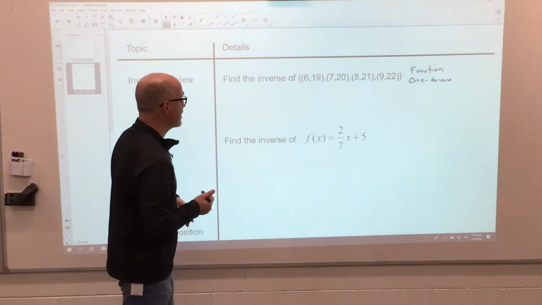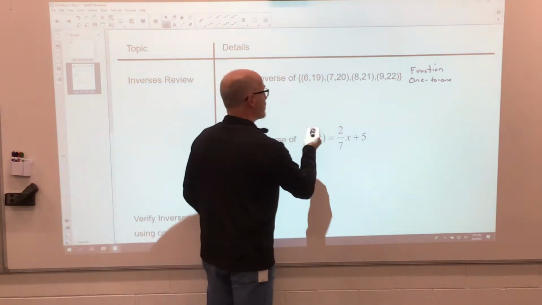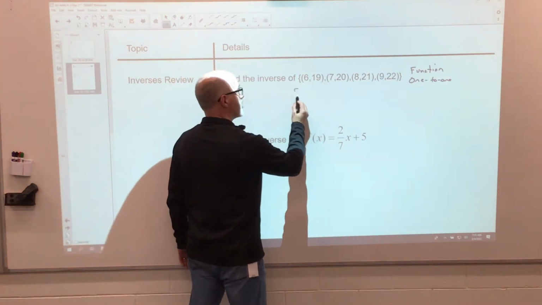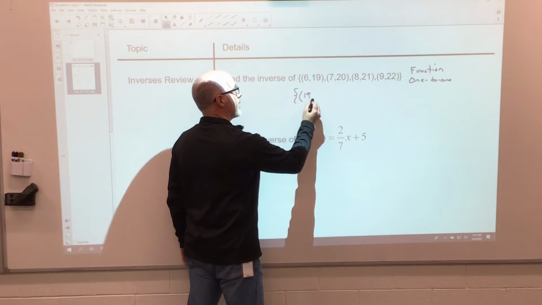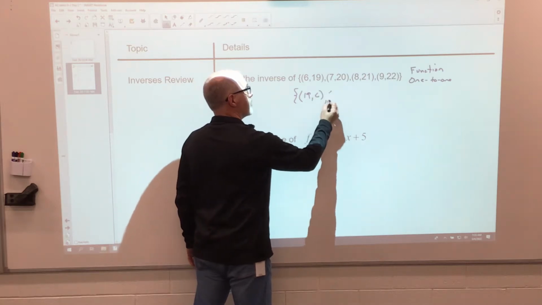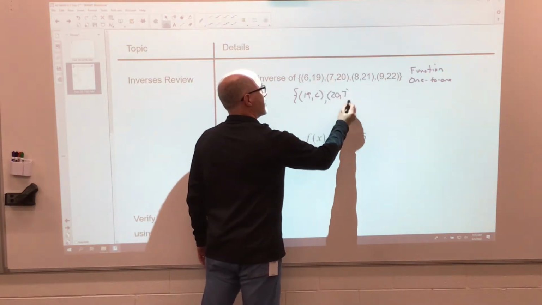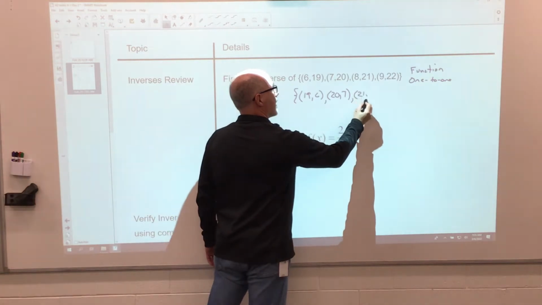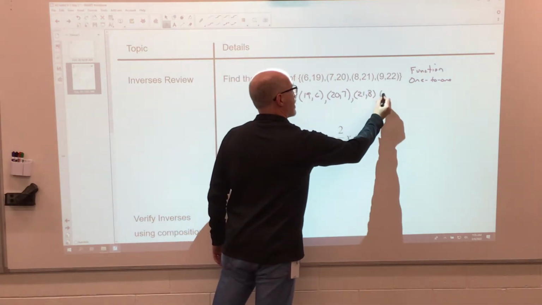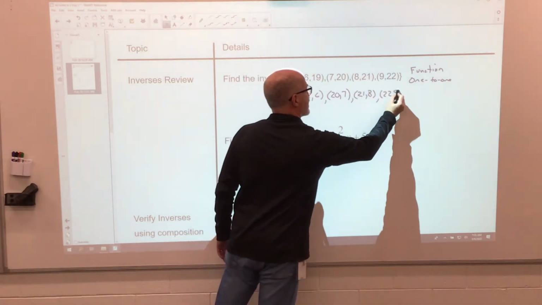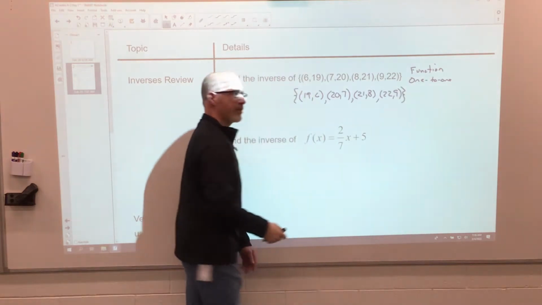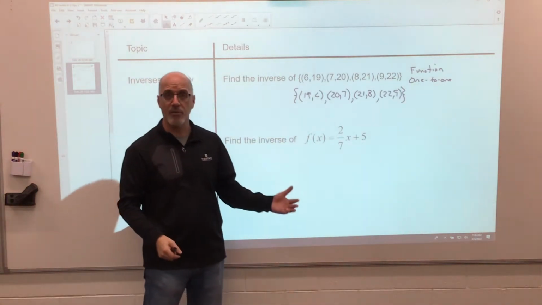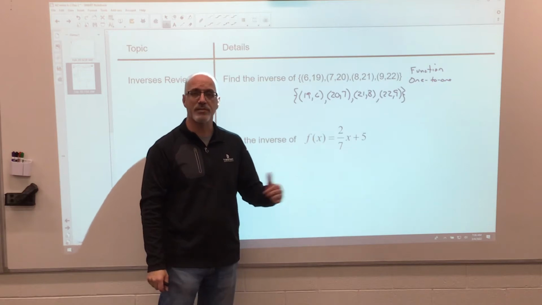Let's take a look at this set of ordered pairs. To find the inverse, it's just the simple process of swapping our x and y values. So you just go to every ordered pair, switch the x and the y, and this is our inverse, where the input has become the output of the inverse, and the output has become the input.